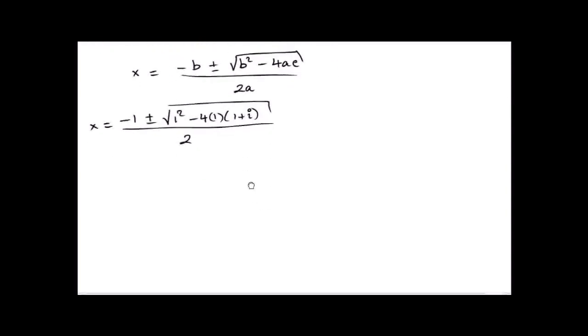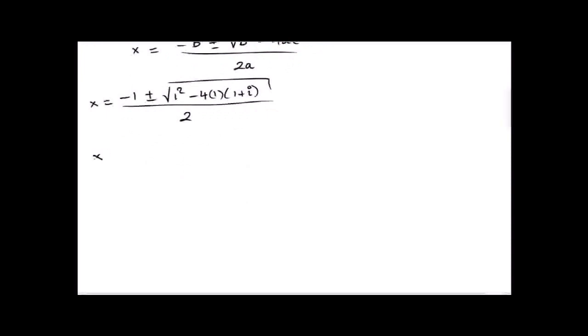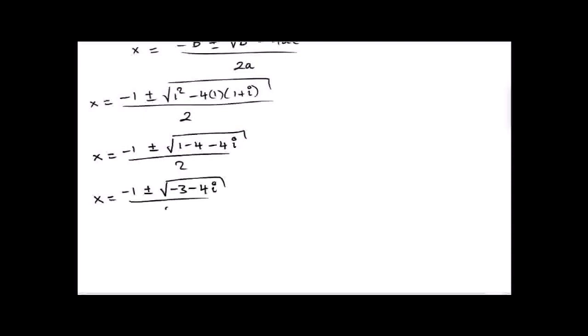Anyway, x equals minus 1 plus or minus the square root of 1 minus 4 minus 4i, all divided by 2. So x equals minus 1 plus or minus the square root of minus 3 minus 4i, all over 2.